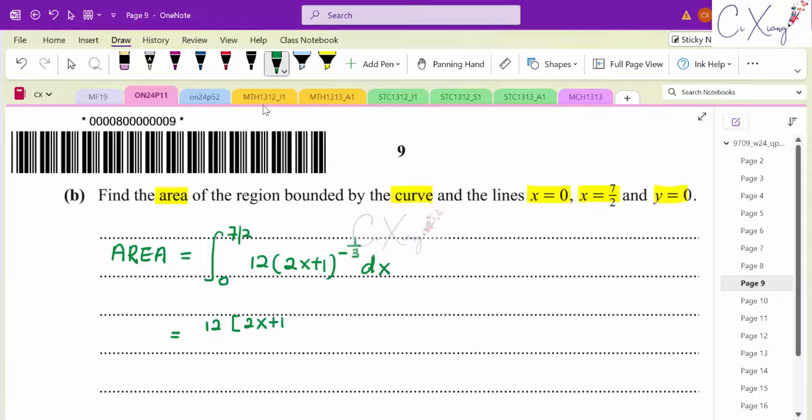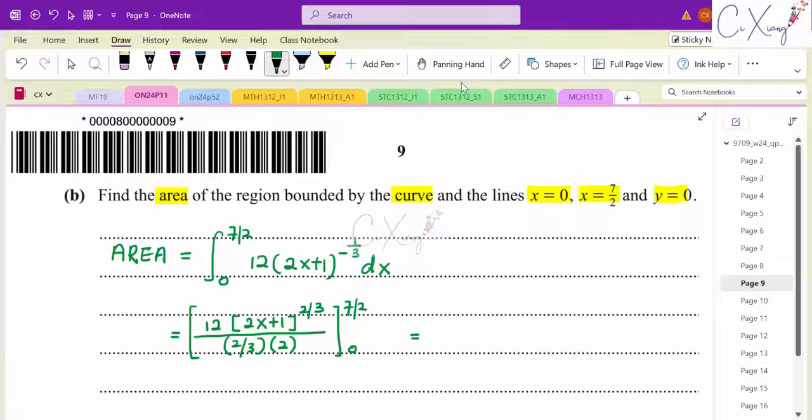Then I take the power plus 1. So negative 1 over 3 plus 1, you will get 2 over 3. Then you have to divide by the new power, 2 over 3. At the same time, you still need to differentiate the thing inside the bracket. Differentiate 2x plus 1, you get a 2, so you have to divide by 2 as well. Then I substitute the upper and lower limits, 7 over 2 and 0. Before I substitute, my habit is to simplify all the constants first, so that my equation doesn't look so complicated later.